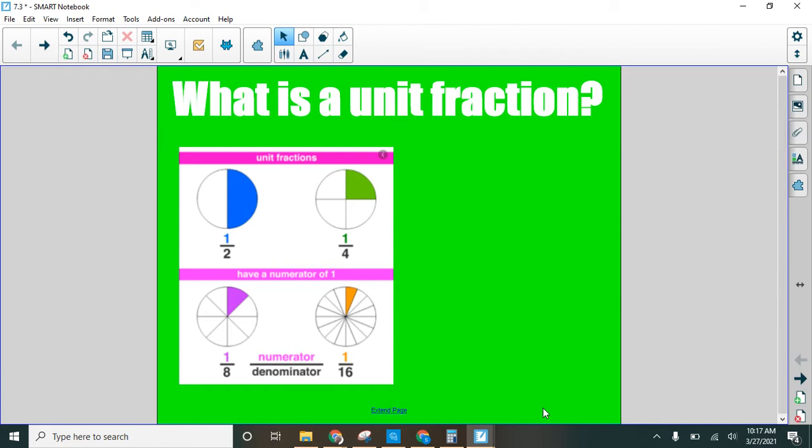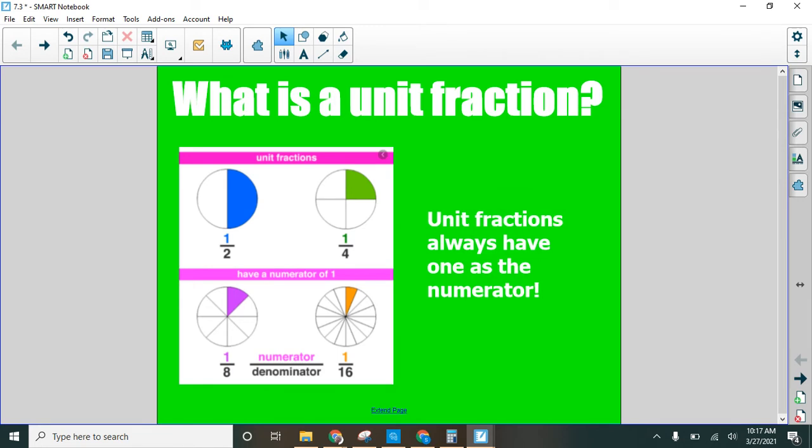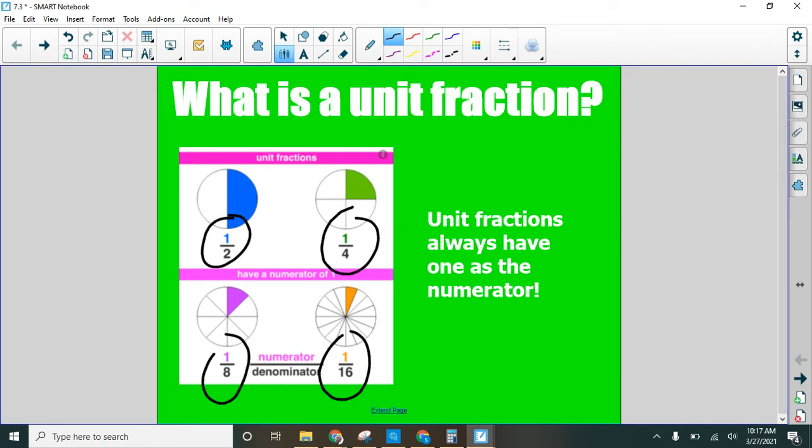Well, what do you remember? What's a unit fraction? We've talked about that a few times. A unit fraction, watch this computer magic here. Ooh, look at that. Unit fractions always have a one as the numerator, right? So these are all unit fractions over here: 1/2, 1/4, 1/8, 1/16. Remember when we were decomposing fractions as a sum of unit fractions and we said 3/4 is equal to 1/4 plus 1/4 plus 1/4.